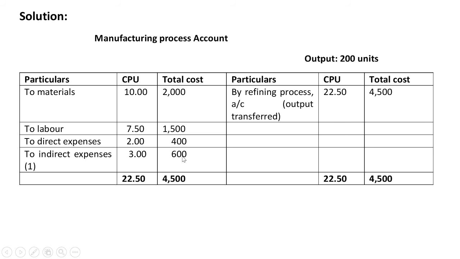ratio at the end. I will show you what to calculate, by taking that ratio. And by refining process account, so whatever the balancing amount is, in that 22.50 and 4,500 is the total. So this is about the manufacturing process account.